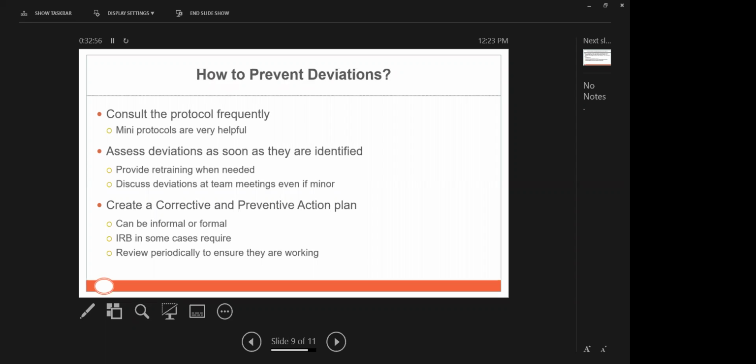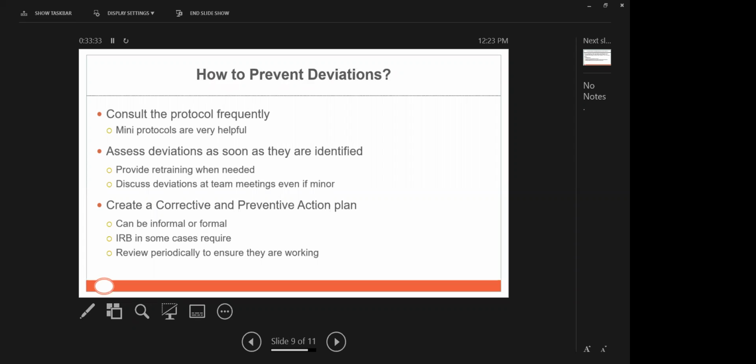Another important thing to do is as soon as a deviation is identified, you want to address it right away. Some of them may seem very minor, but it's important to figure out, what happened, why did we have this deviation? Do we need to provide retraining? And in a lot of cases, that would be one of your actions, is to retrain the personnel involved in the deviation. And then discuss it at a team meeting, even if it's minor, to make sure that you guys are addressing it so that it doesn't reoccur again.